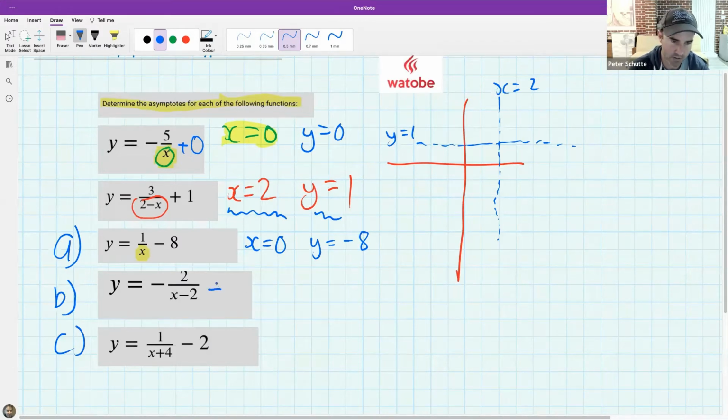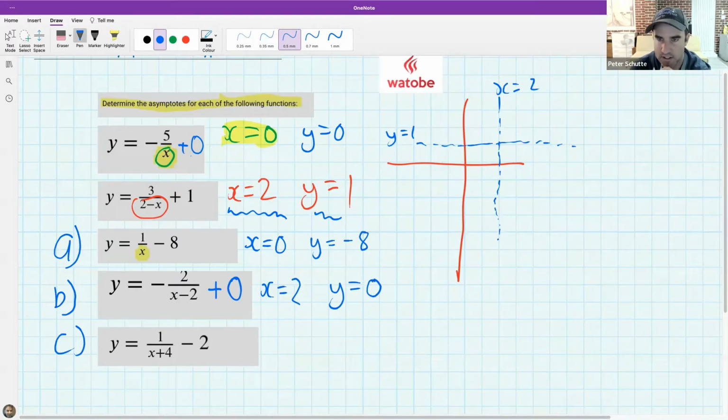I'll give you a little bit of a sneaky helping hand over here. I'll give a plus 0 on the end. You can always stack a plus 0 on the end for B. Okay, so for B, the x asymptote is going to be 2, and the y asymptote is going to be y is 0.